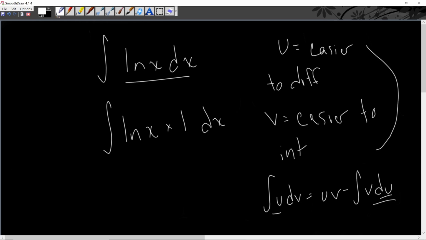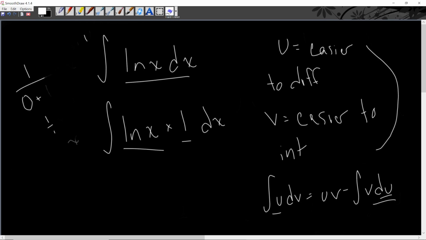Now, which one is easier to integrate? Well, we only have two functions, so it's a pretty easy choice. ln x is what we are trying to integrate, so we obviously don't know how it's going to integrate. But 1 is easy to integrate, right? It's just going to be 1 over 0 plus 1, because again, 1 is equal to x to the power of 0, times x to the 0 plus 1. So 1 over 1 times x to the 1, so x.